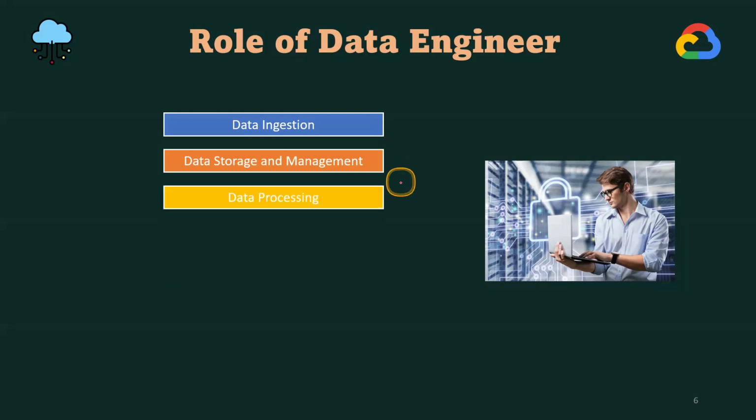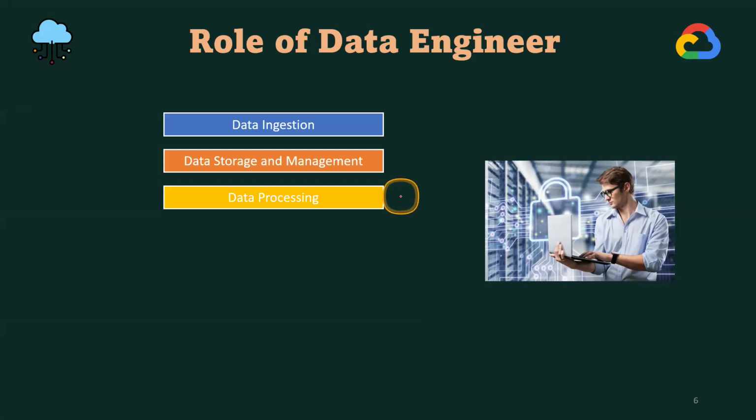And the third one is data processing. As I told you, data processing is where we process the data to remove the duplicates, enrich the data, remove the unnecessary columns and additional data, and we also handle the null values here.